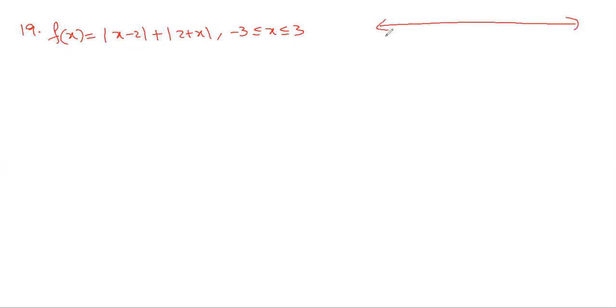Suppose the 19th problem from the exercise: f of x equal to mod x minus 2 plus mod 2 plus x, and minus 3 is less than or equal to x is less than or equal to 3. So this is the f of x they've given, and they're asking us to redefine this function. This redefining is kind of like you take a number line, and on it you take the zeros of these polynomials. The zero of x minus 2 is 2 and the zero of 2 plus x is minus 2.